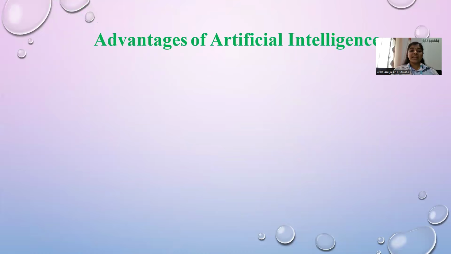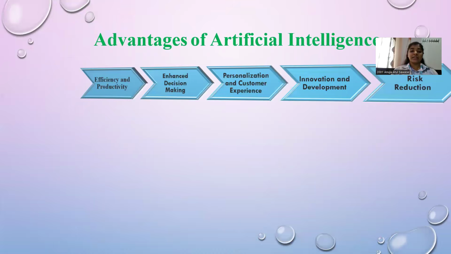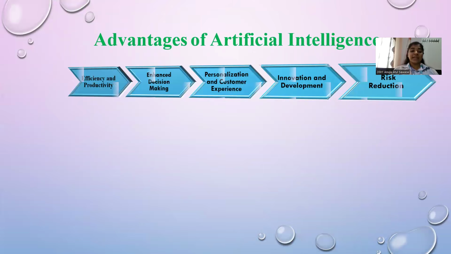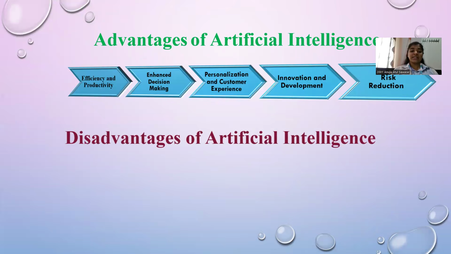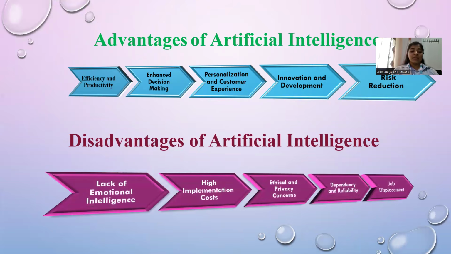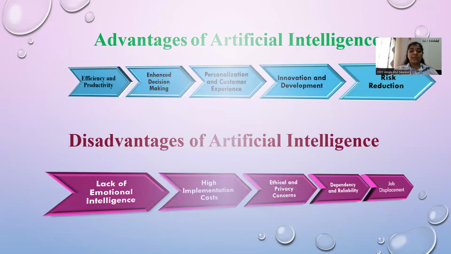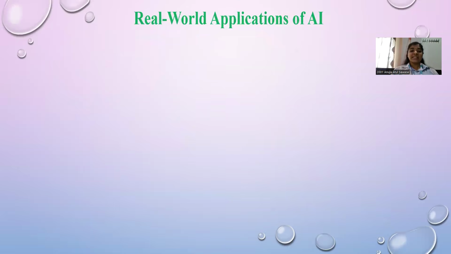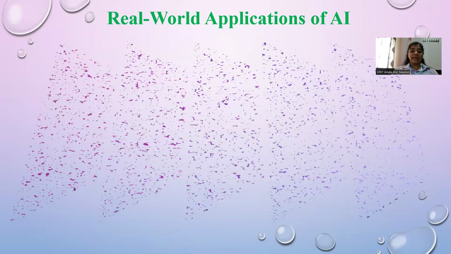Moving forward, the next slide is advantages of artificial intelligence: efficiency and productivity, enhanced decision making, personalization and customer experience, innovation and development, and cost reduction. Then the disadvantages of artificial intelligence are lack of emotional intelligence, high implementation cost, ethical and privacy concerns, dependency and reliability, and job displacement.